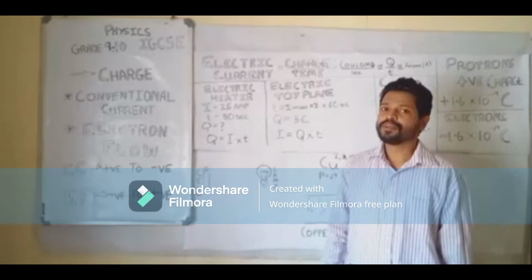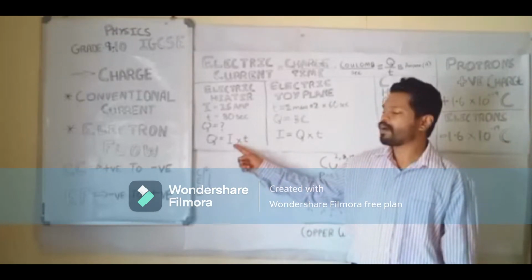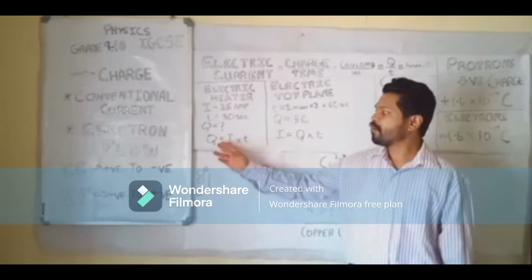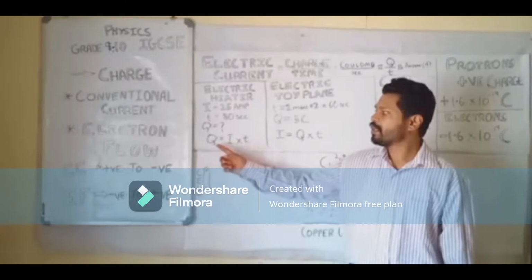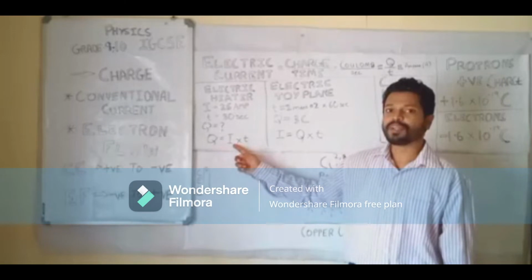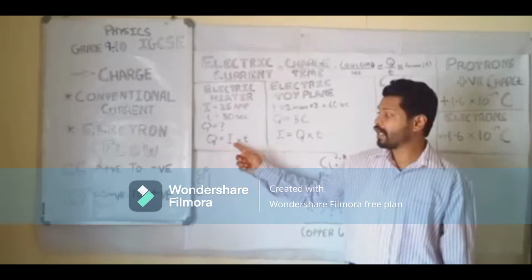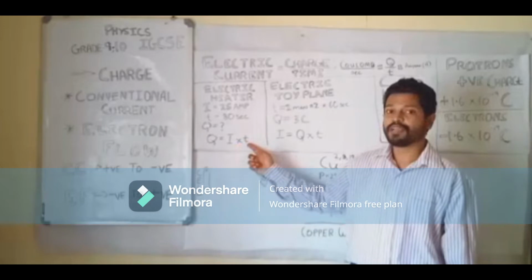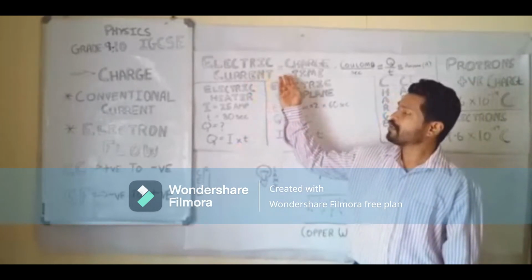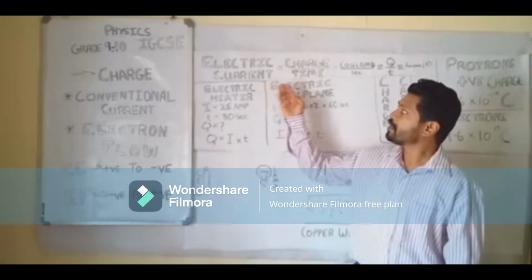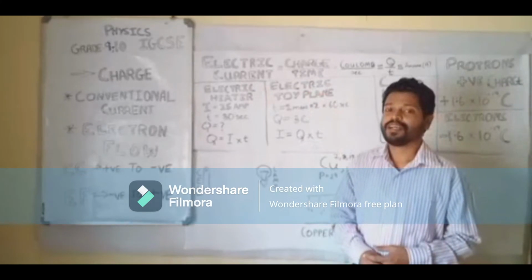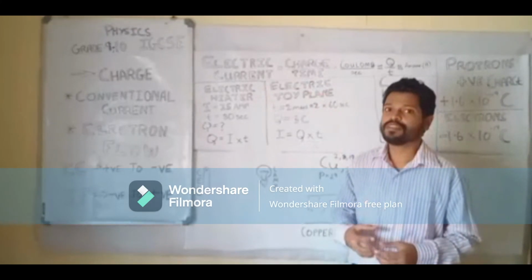Charge is the total amount of current passed through in a certain time period. This can be quantified using this statement, where charge is represented by capital Q, current is represented by capital I, and the time period is represented by a small t. We can use this equation: current is equal to charge divided by time. What exactly is current? Current is the flow of charges in a certain time period.